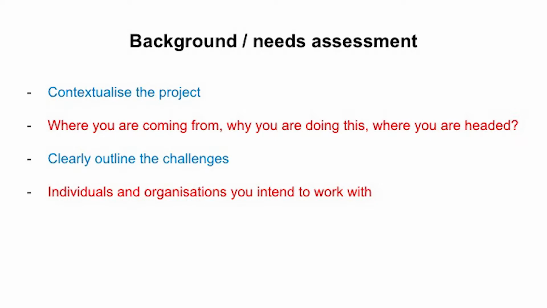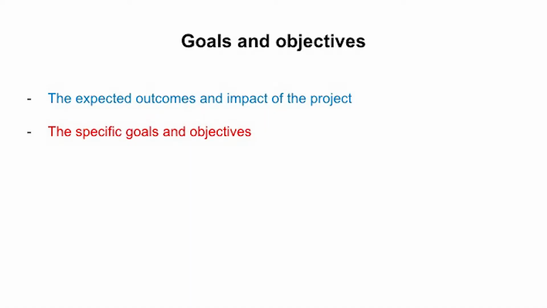To do this, you also need to clearly outline the challenges that you expect to face. No project is easily attained, and you need to be aware of what those challenges may be. And then also individuals and organizations that you may want to partner with. Partnership is really important to make projects happen. So the next step is goals and objectives. In this section, you need to clearly define what your goals and objectives are, so what you're aiming to achieve through the project, as well as the outcomes and impact of the project.